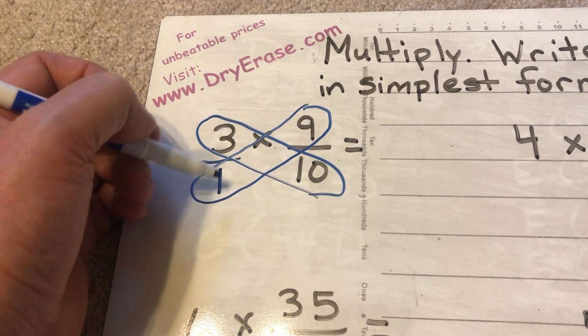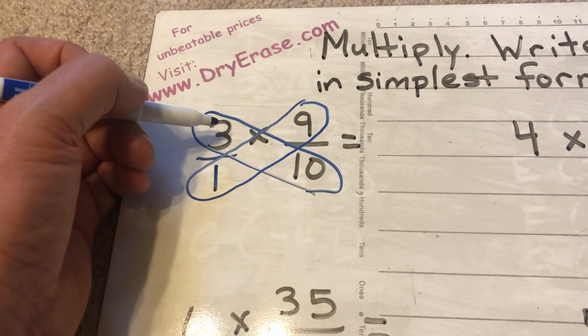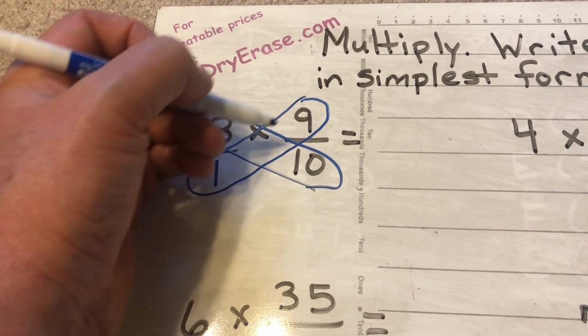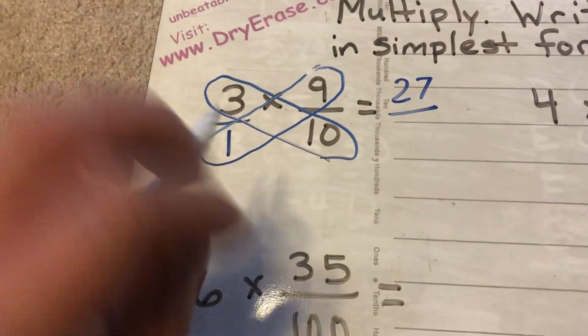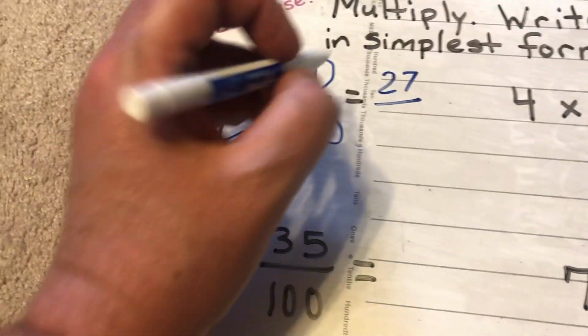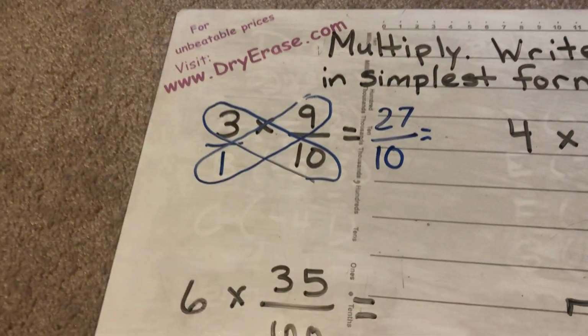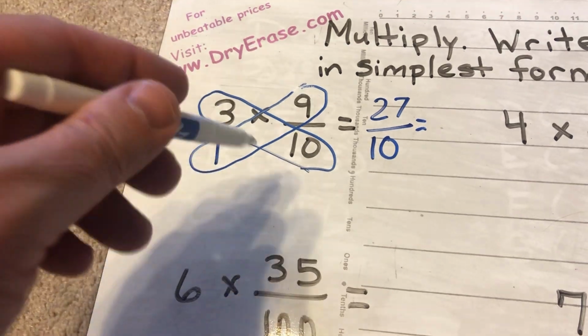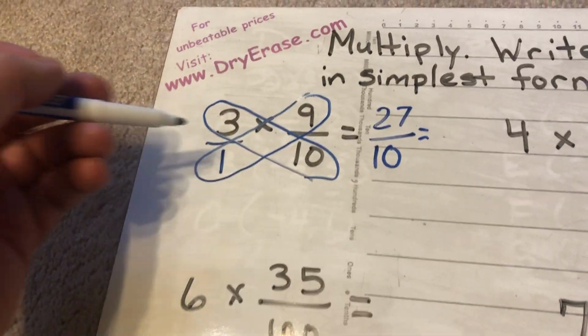No number besides 1 that can go into both 1 and 9, so I can't simplify. So when I multiply, I just multiply the numerators, 3 times 9. 3 times 9 is 27. Then I do the denominators, 1 times 10. Well, 1 times 10 is 10. Well, now I have an improper fraction, and it's in simplest form, as I knew it would be. No number besides 1 can go into both 27 and 10.